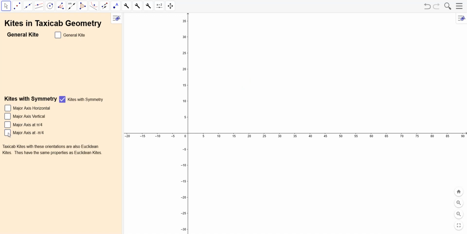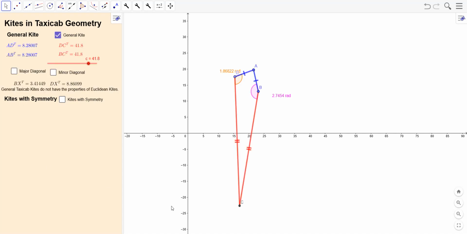Okay, but kites in general do not have that property. So kites in general don't have the normal properties there. Okay. So once again, taxicab geometry operates very differently than the other two geometries.